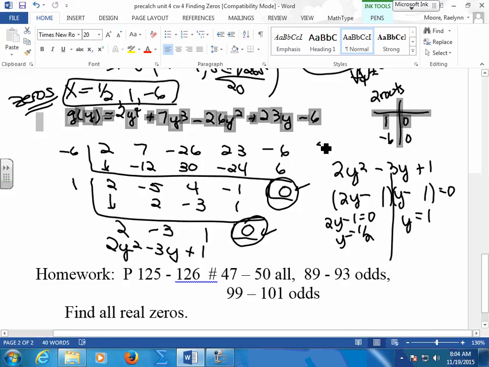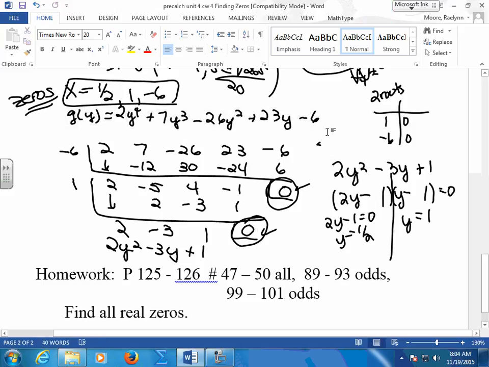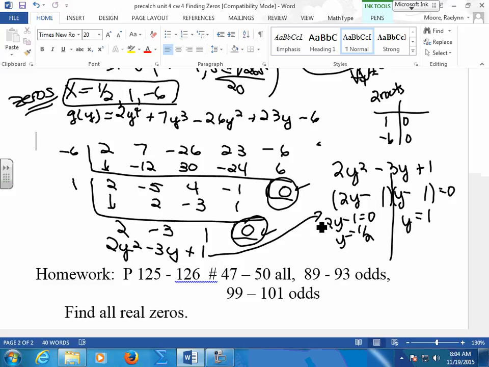Divide by the first one. Just keep it rolling. Divide by the second one. Get a quadratic, and then bring your quadratic and factor it. If it's not factorable, either use complete the square or use the quadratic formula. But you got to get it down to a quadratic.